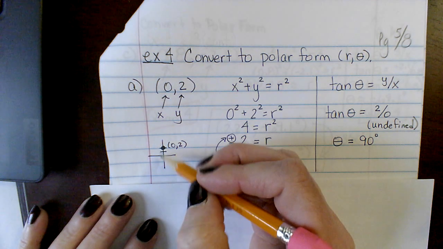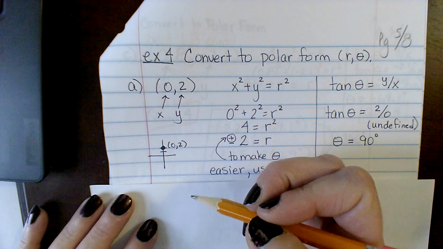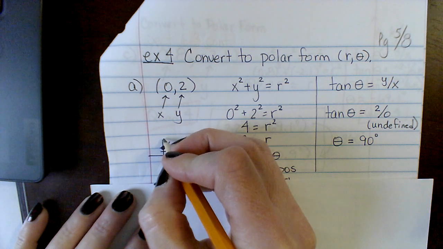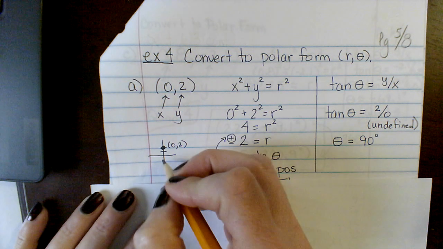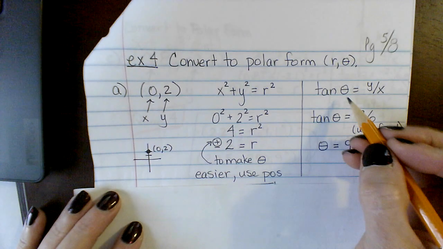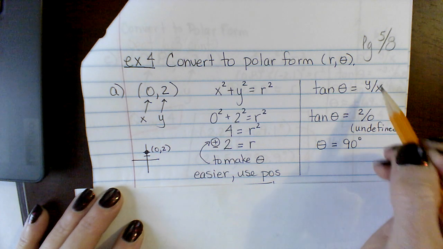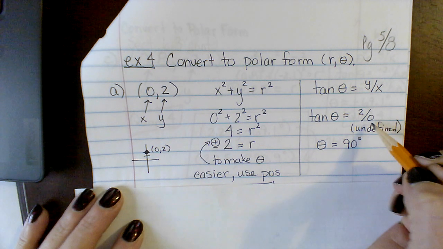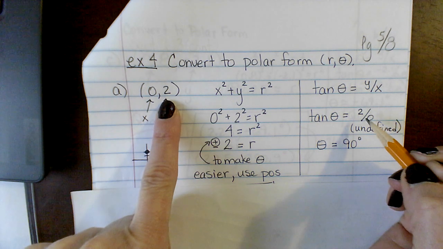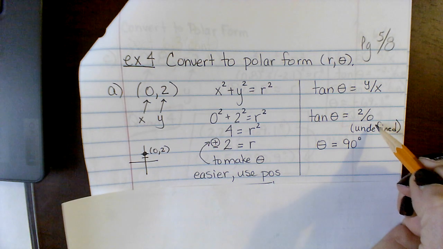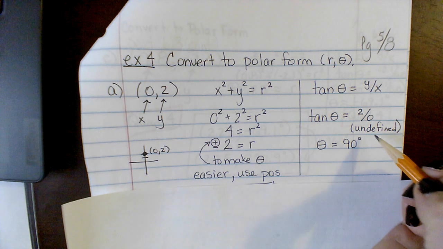And you can probably already tell what this angle is going to be, right? This is 2 units along that 90-degree angle. That's straight up right here. But let's go ahead through this tangent computation just to show you how that's going to work out. We get y over x, but check it out. We get y, which is 2, over x, which is 0. That's undefined.